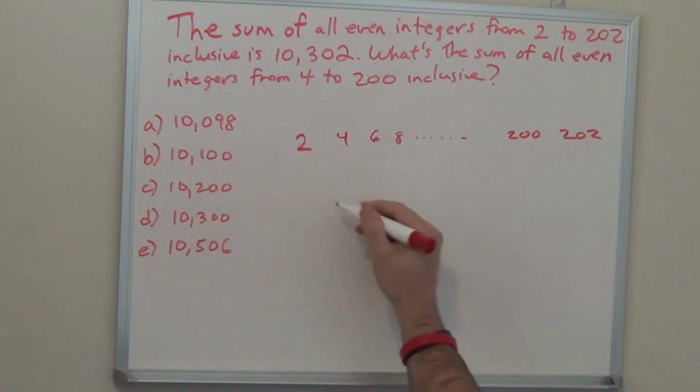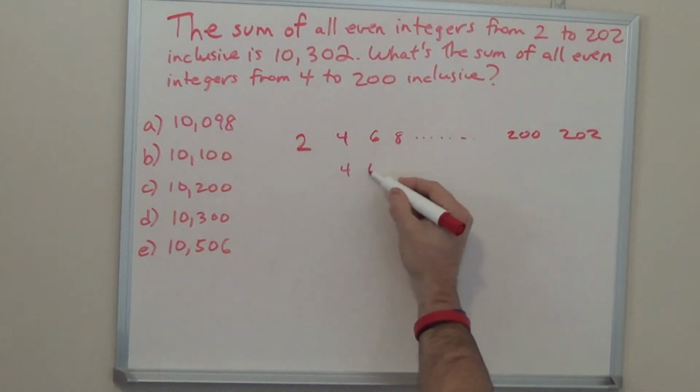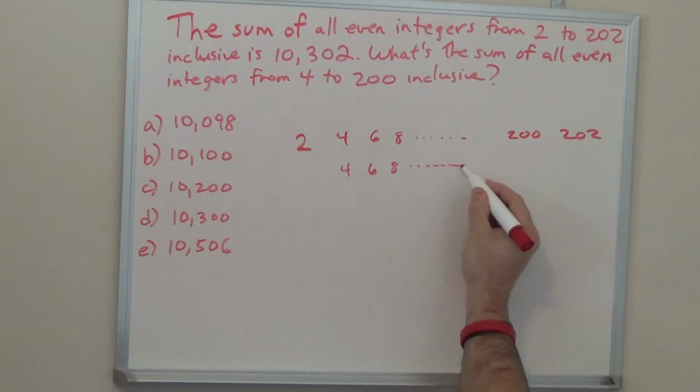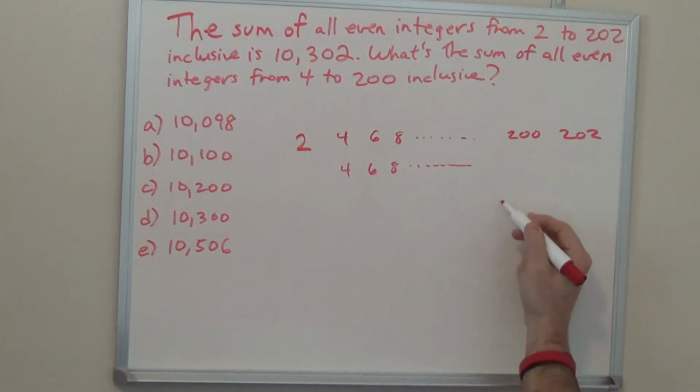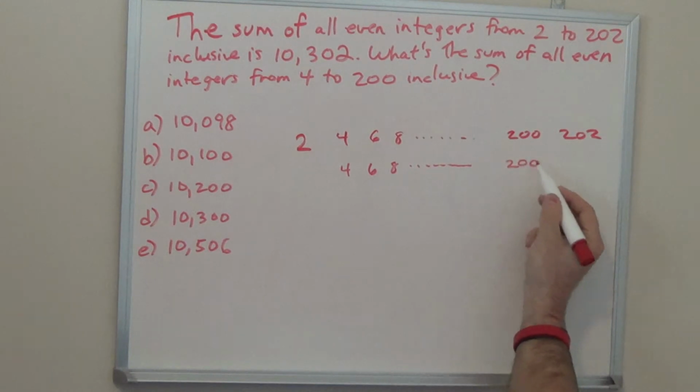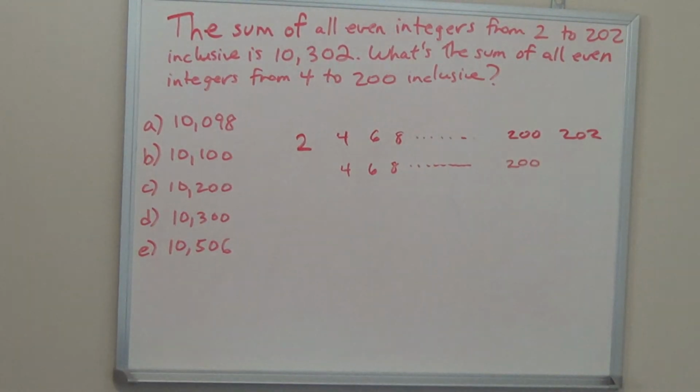Well, I would do the same thing. I don't have a 2, but I have a 4, a 6, an 8, all the way, my last term there would be 200. Right, well, so now let's compare the terms here.